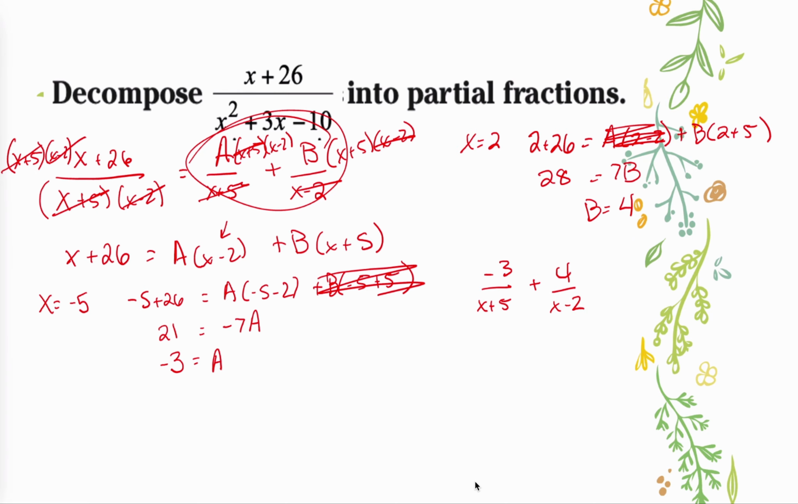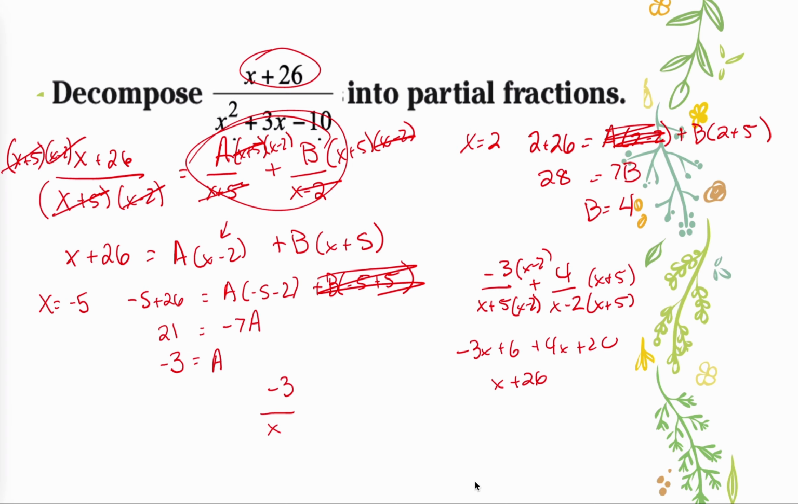And then we check our work. Multiply this by (x + 5)/(x + 5), and this by (x - 2)/(x - 2). We're going to get -3x + 6 + 4x + 20, which is going to give me x + 26, which is what I had. So -3/(x + 5) and 4/(x - 2) is our answer.